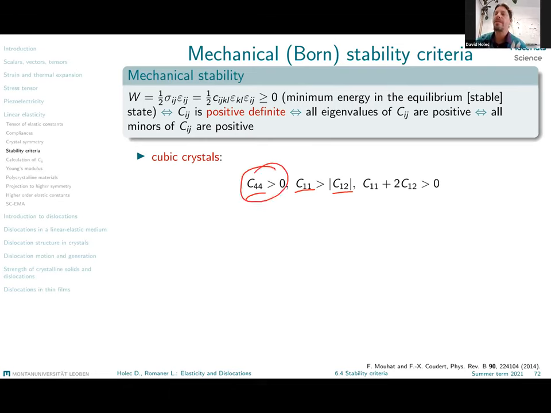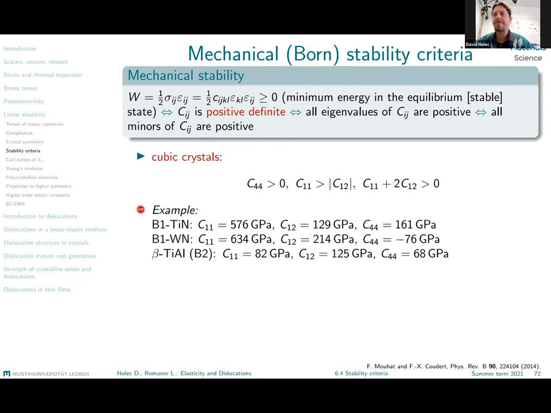Both C44 and C11 must be positive. On top of that, C11 must be larger than C12 in absolute value. And on top of that, C11 plus 2 C12 must be larger than zero. So these three inequalities must be fulfilled and can actually be derived from the fact that Cij must be positive definite and the actual shape of the tensor of elastic constants for cubic systems.